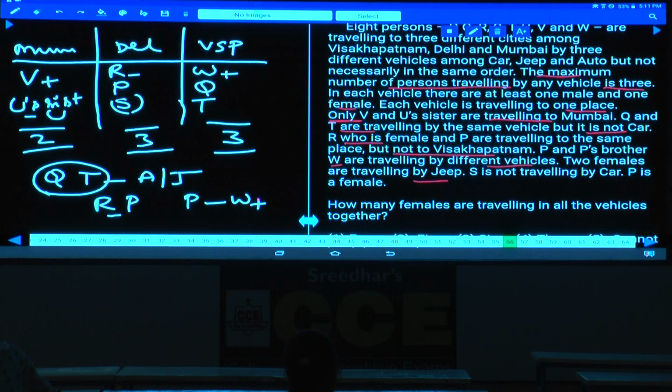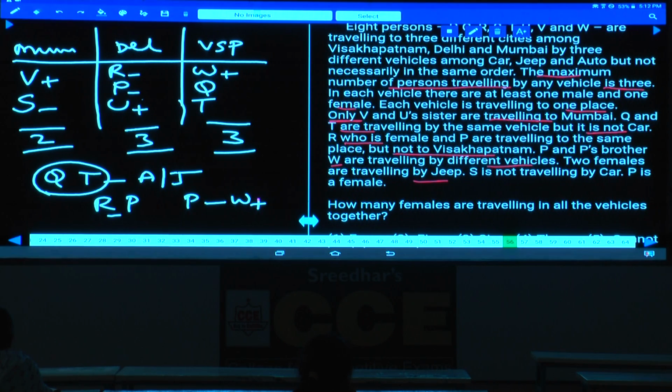As S cannot be here, then who is S? S is a female, and this female is the sister of whom? Sister of U. S is the sister of U, S is a female. As S is here, then what is the other information here? And U must be here, isn't it? As U is here, then S is not traveling by car. And P is a female. Now, P is clearly given as a female. As P is a female, this person must be a male, isn't it?